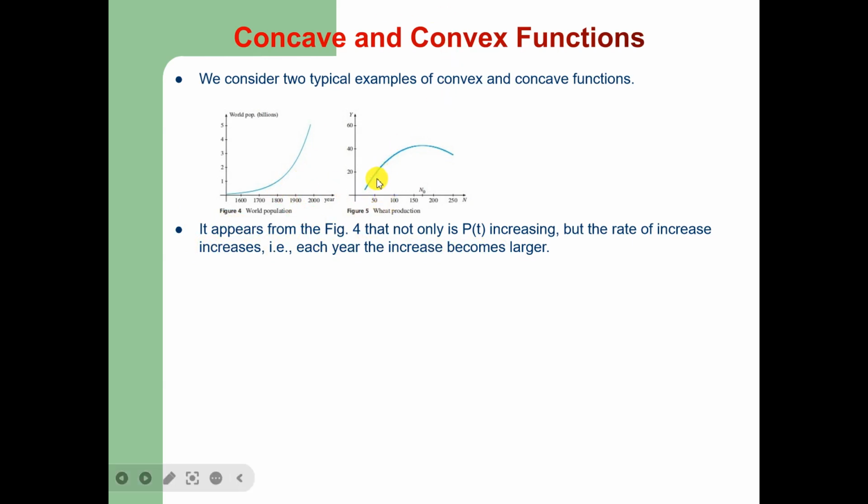This is the wheat production. Let me explain this a little bit more. So for the last 5 centuries, population over time has been convex.